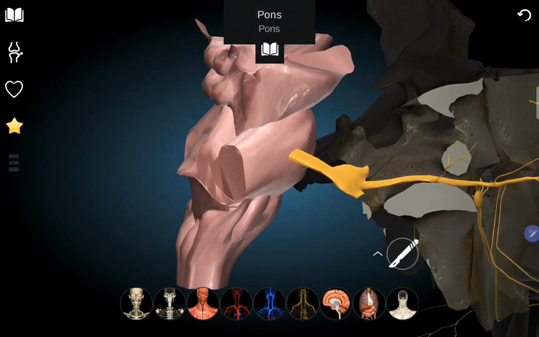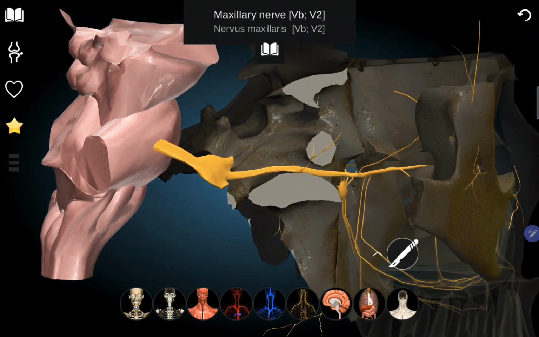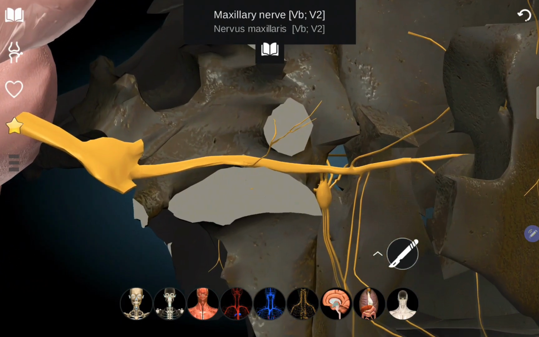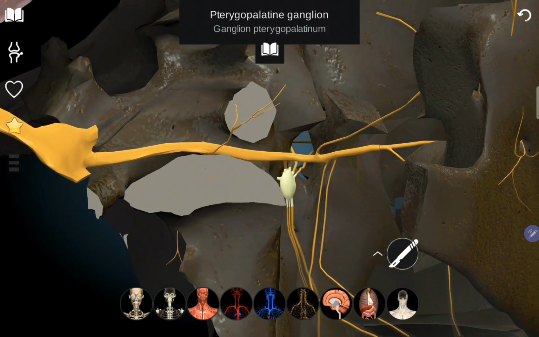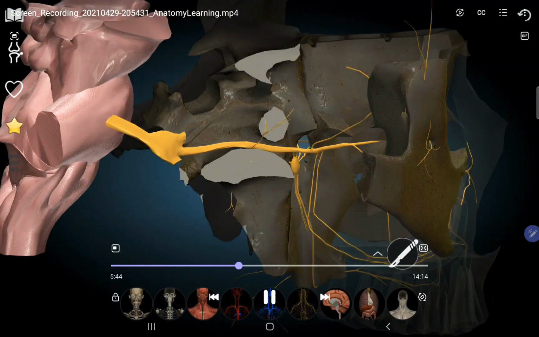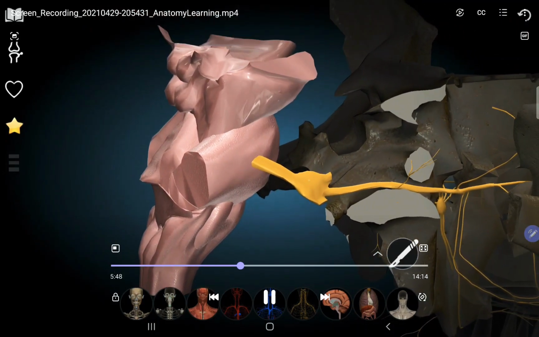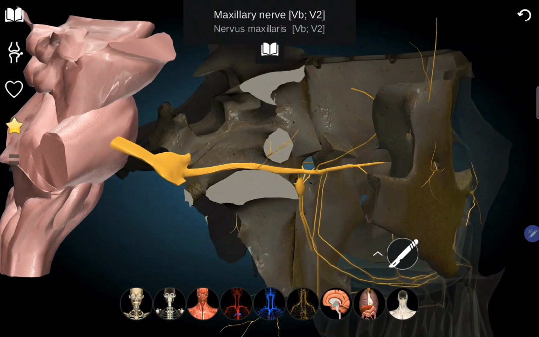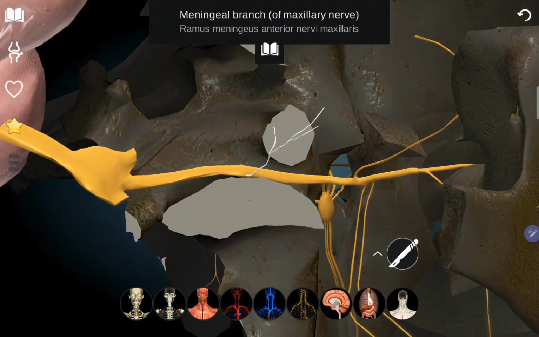The second division, arising from the pons, sensory root of the trigeminal nerve, trigeminal ganglion, is our maxillary nerve. This maxillary nerve passes through the foramen rotundum and gives off the first branch, which is the meningeal branch. So arising from the pons, trigeminal sensory root, trigeminal ganglion, the maxillary division, the second division, the first branch it gives is the meningeal branch.